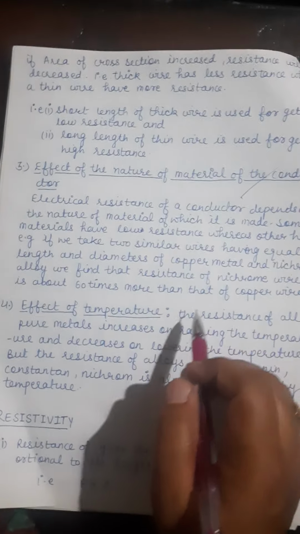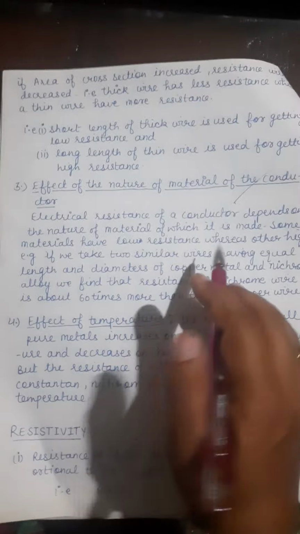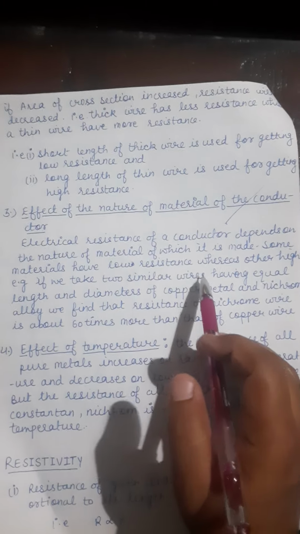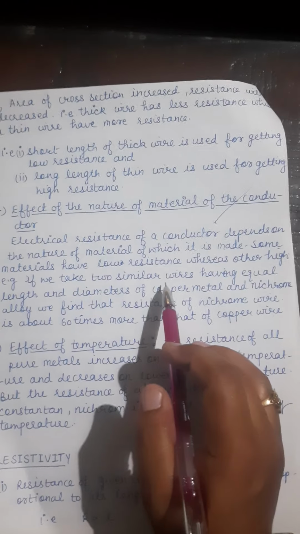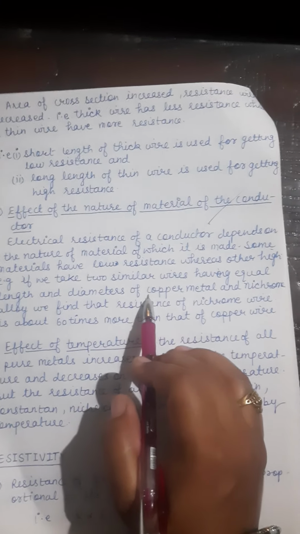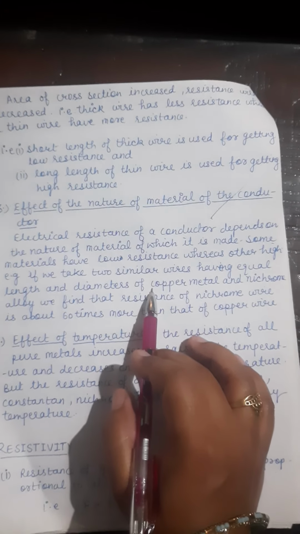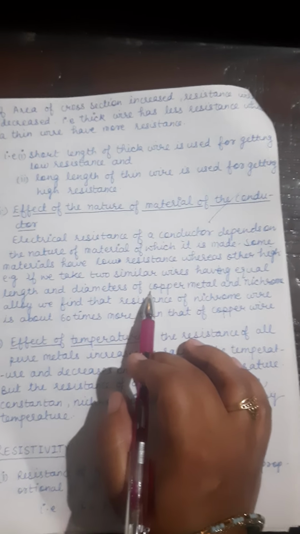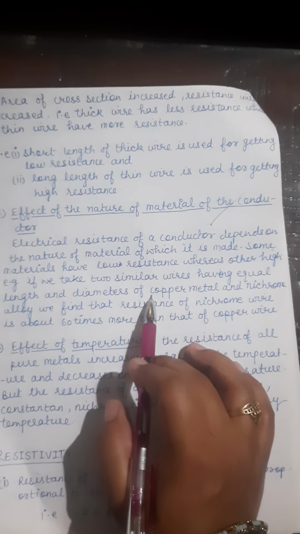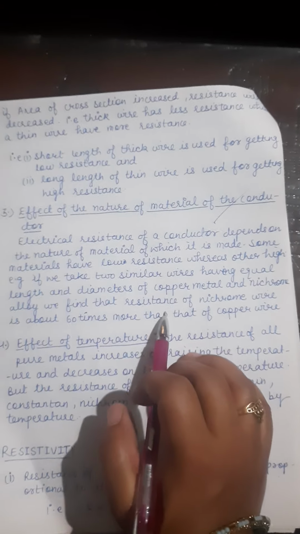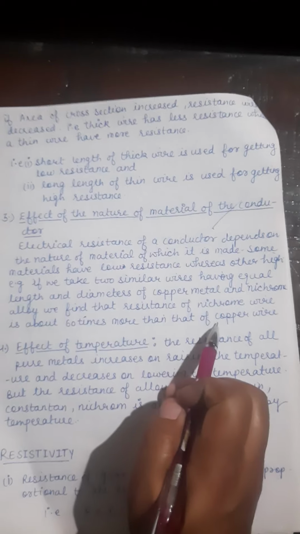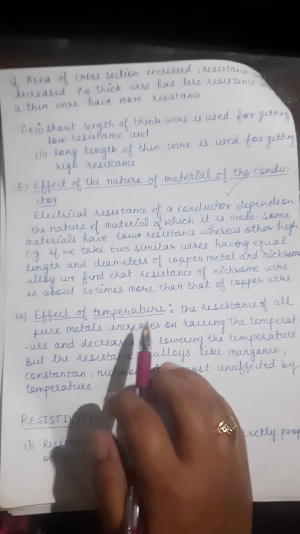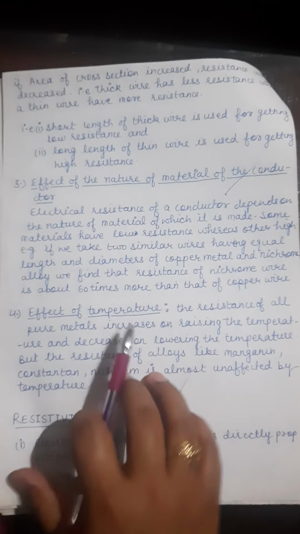Nature of the material means whether the material is a good conductor, an insulator, or a semiconductor. If we have two wires of similar diameter and similar length, how can we decide which is the high resistance material and which is the low resistance material? For example, if you have a nichrome wire and a copper wire, the nichrome wire's resistance is about 60 times more than that of the copper wire. Clear students?